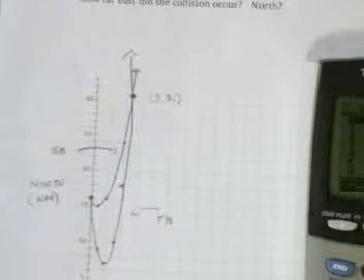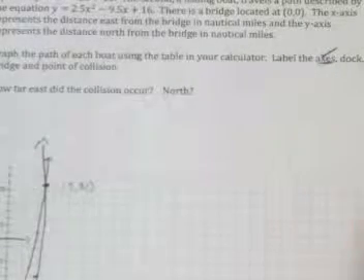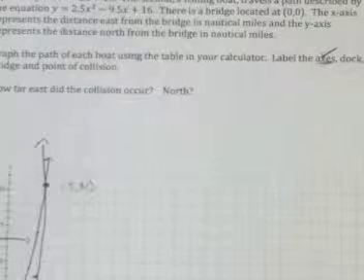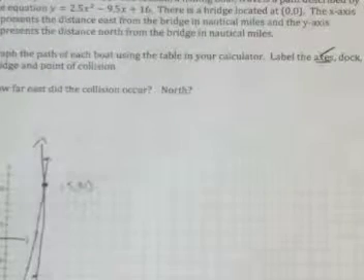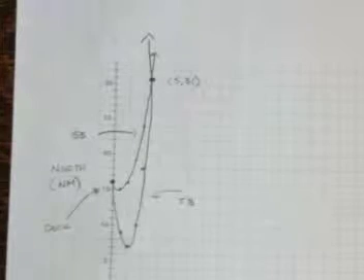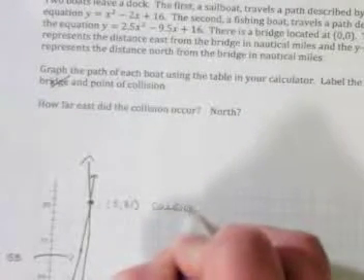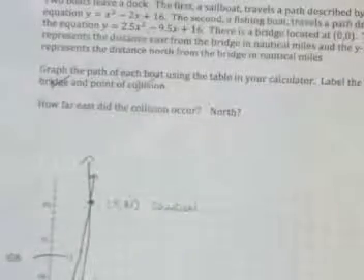So let me go back to the instructions and see if I've got everything labeled the way I need to. It says, label the axes. I did that. Label the dock. Oh, I haven't done that yet. So taking a look at this, it looks like this point right here, my y-intercept, has to be the dock from which both boats departed. So again, I'm checking to make sure I've done everything. I've labeled my axes, I've labeled my dock. I do have the bridge labeled, and let's write collision here. So there's no ambiguity about that.